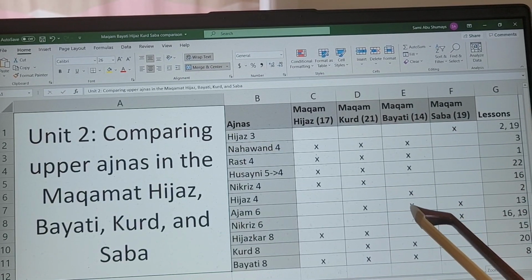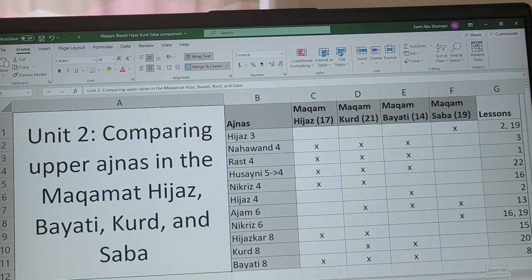So there we have the Ajam on 6 in the context of Bayati.